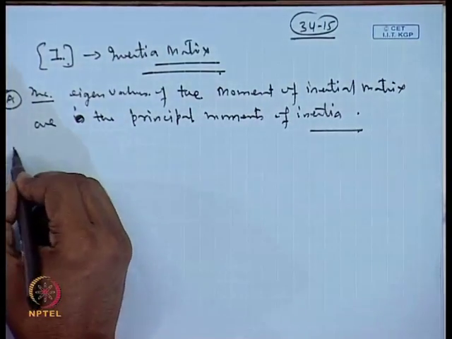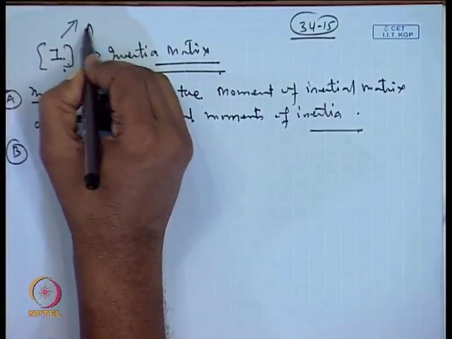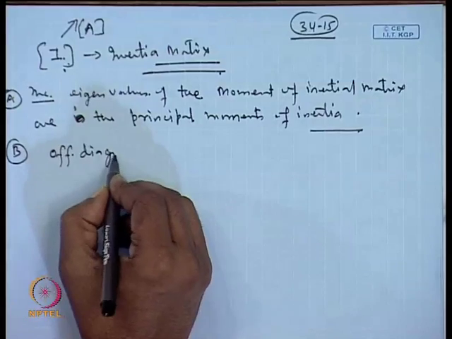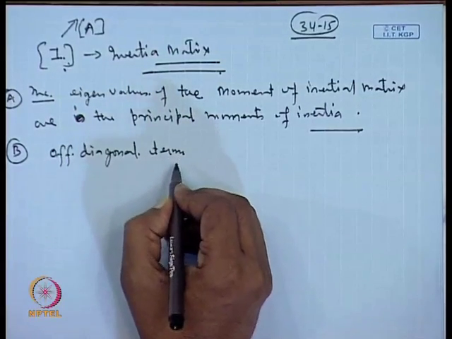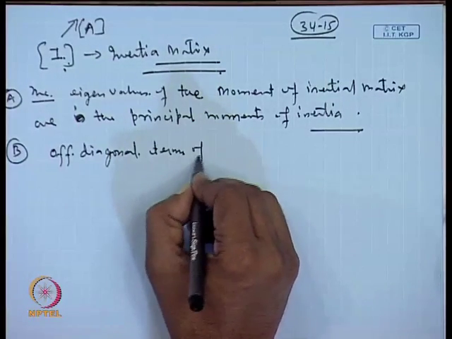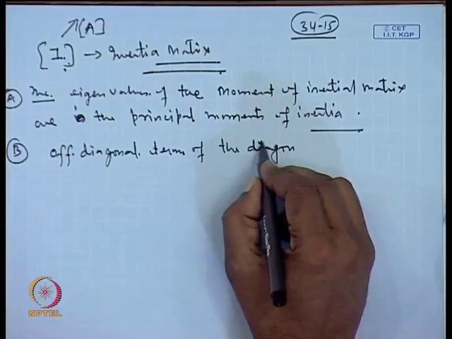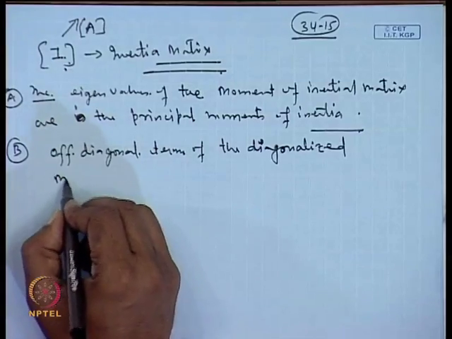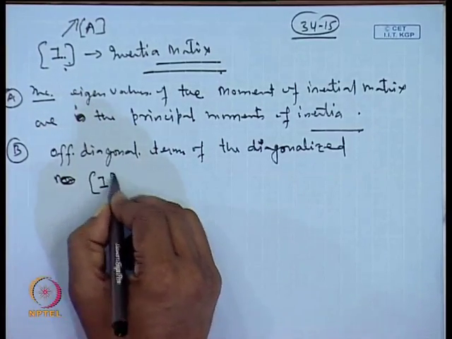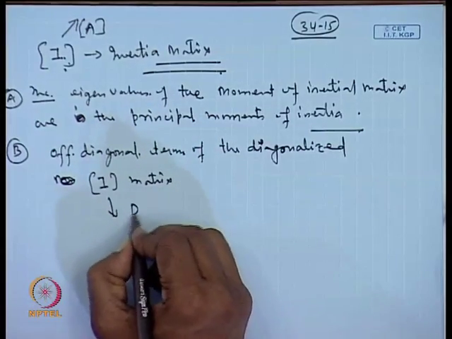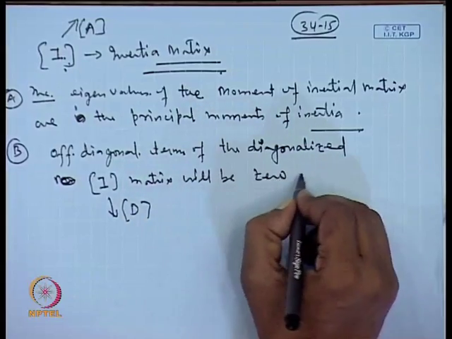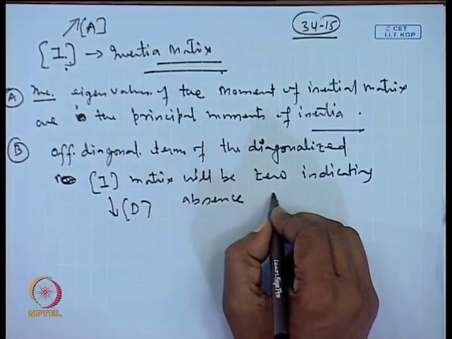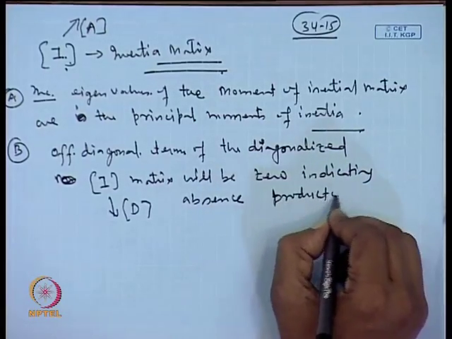If your inertia matrix, which we have earlier been denoting with notation A, is diagonalized, then the off diagonal terms will become 0. The off diagonal terms of the diagonalized I matrix, which we have indicated as D earlier, will be 0, indicating the absence of product of inertia terms.